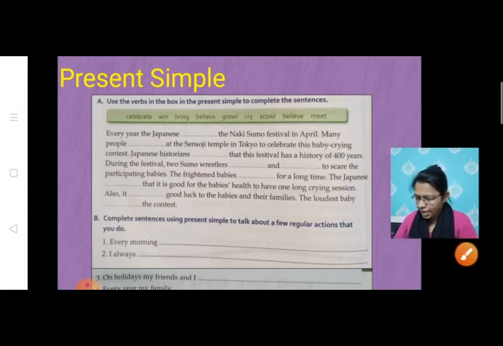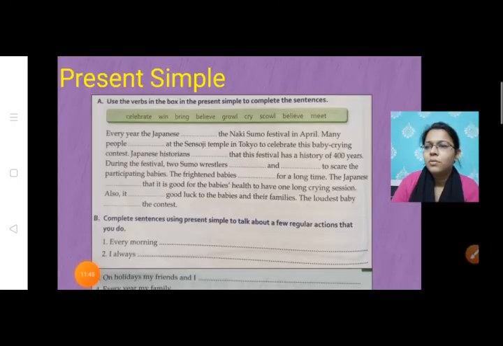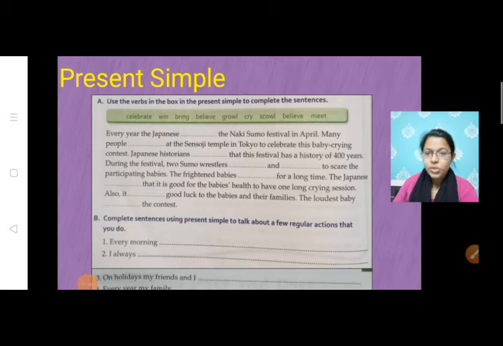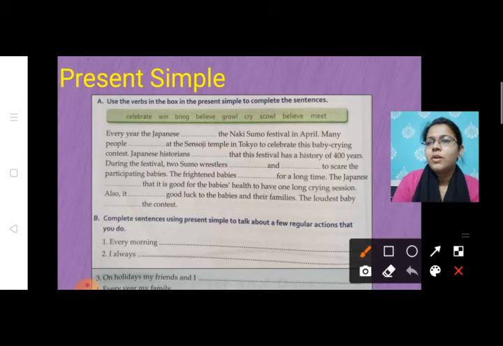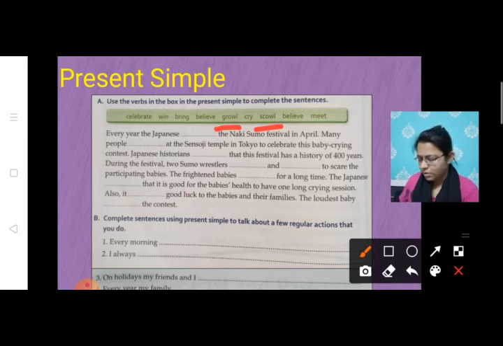Now the next line. During the festival, two sumo wrestlers dash and dash to scare the participating babies. So in the fourth line, the two verbs which we would be using are growl and scowl. So during the festival, two sumo wrestlers growl and scowl to scare the participating babies.